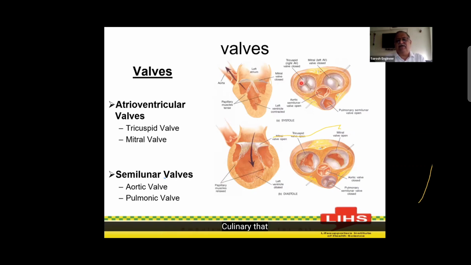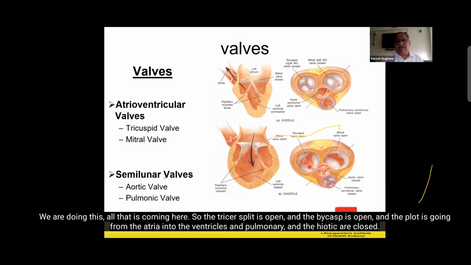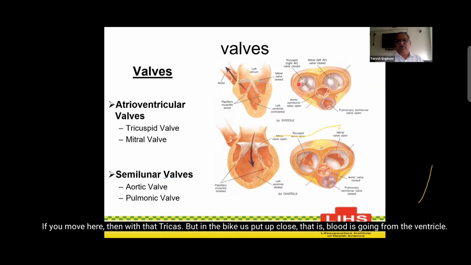Let's see in TS what is happening. Blood is coming here. So the tricuspid is open and the bicuspid is open, and the blood is going from the atria into the ventricles, and the pulmonary and the aortic are closed. If you move here, then when the tricuspid and the bicuspid are closed, blood is going from the ventricle into the aorta.